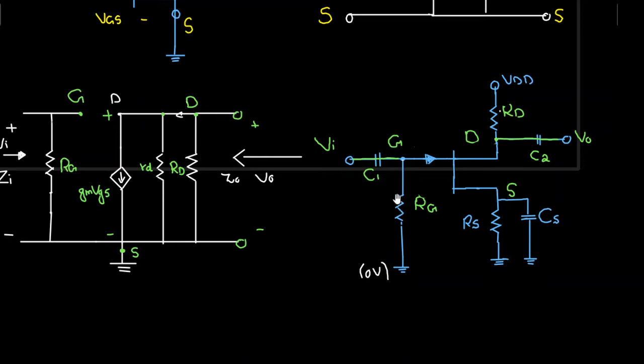Now to start the AC analysis, first of all, again, the advantage of self-bias configuration is that we have only one DC source. In fixed bias configuration, we have two DC sources. We also have a VGG over here. But in self-bias configuration, we have only one DC source, which is VDD. Now to start the AC analysis, we have the coupling capacitors C1 and C2, and we also have a capacitor which is CS.